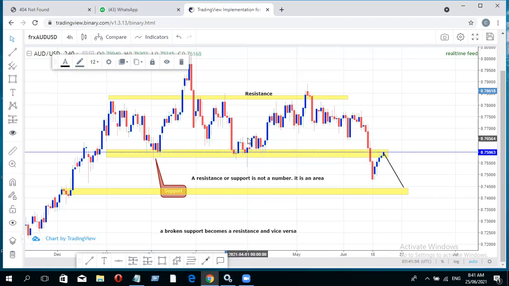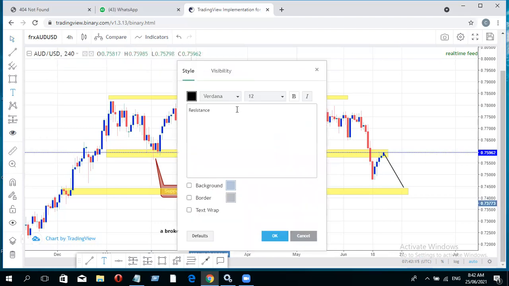Always take your trades at a bigger time frame resistance or support. Avoid 15 minutes, avoid 5 minutes. Use the bigger time frame like 4 hour, 1 hour, and wait for a confirmation. Always wait for a confirmation. Don't just enter because the price is going to a support. Always wait for a confirmation at a support or resistance.